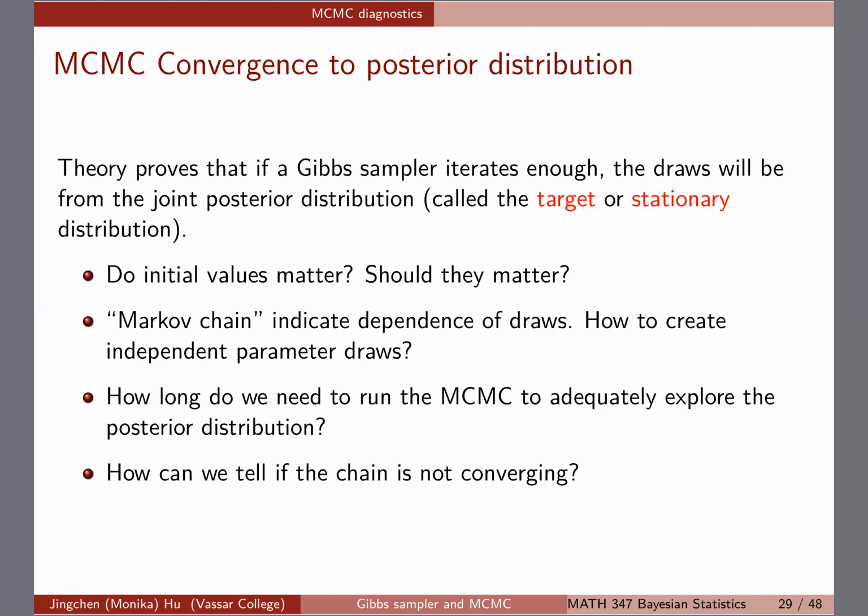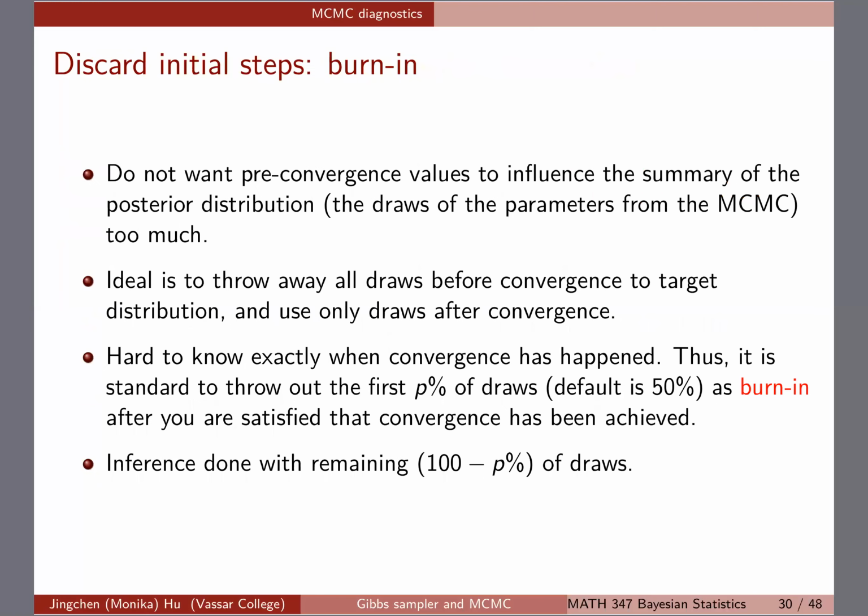So with this in mind, let's look at a few things that we can check and then what we can do. The first one is what we call burn-in, and you probably noticed that this is one of the arguments in the JAGS code, the run.jags function. The reason here is that we don't want pre-convergence values to influence the summary. We don't know the percentage. Typically, you do 50%, but sometimes you can do other percentages. So what we do is throw out the first 50% of draws as burn-in.